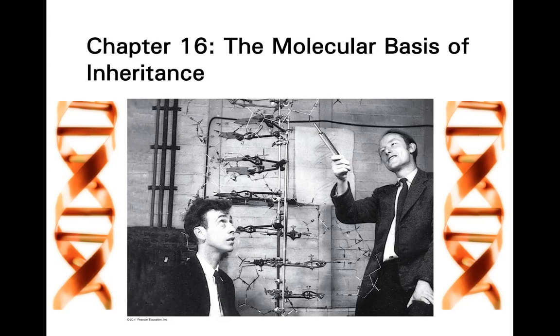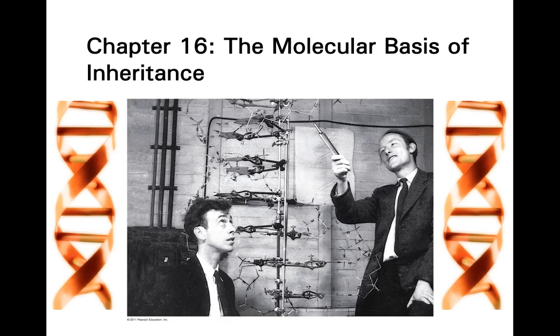Chapter 16 takes us down to the molecular level for looking at models of inheritance. Looking at the DNA molecule itself, we've talked about the particulate nature of genes in Mendel's experiments. We talked about chromosomes, the chromosomal basis of inheritance. And now we're going to go down to the finer scale and look at the DNA molecule itself.